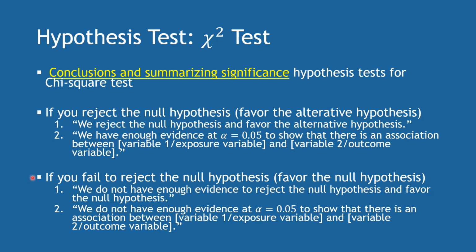Okay, the other thing that could happen is that we could fail to reject the null hypothesis, and then we'll use these templates as ways to make conclusions about our test. So if we fail to reject the null hypothesis, we'll state that we don't have enough evidence to reject the null hypothesis and favor the null hypothesis. We'll then say that we don't have enough evidence at alpha level 0.05 to show that there is an association between variable 1 and variable 2. So in the NHANES example of gender and diabetes, we would say that we do not have enough evidence at alpha of 0.05 to show that there is an association between gender and diabetes.